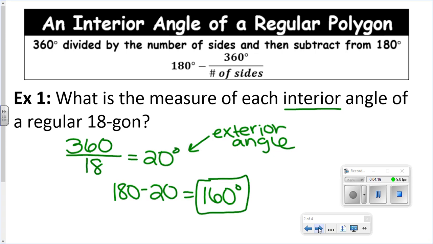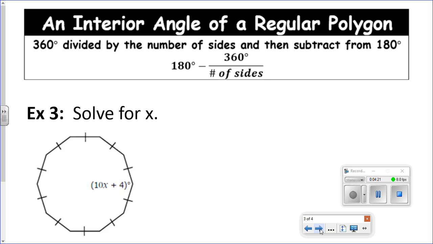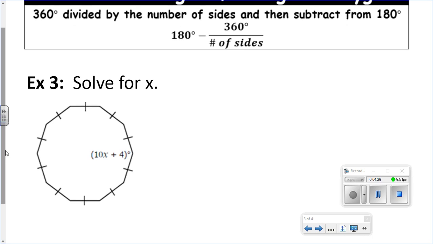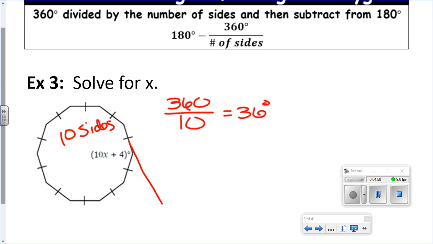Okay? All right, let's look at example 3. In example 3, we want to solve for x. And x is in the expression representing one of the interior angles. So that's how we know we need to find one of the interior angles. For me, I like to go find the exterior. So I know if I counted up all the sides, it's a 10-sided figure. So now I'm going to do 360 divided by 10, and I end up with 36 degrees. And so I know 36 degrees is the exterior angle.